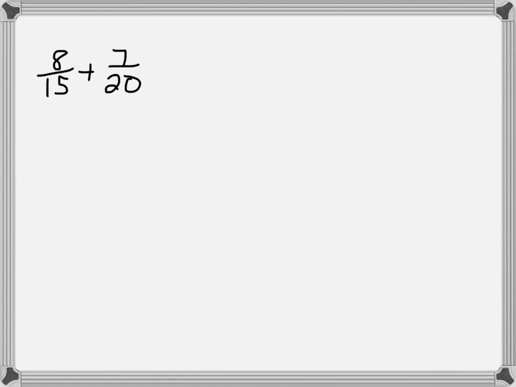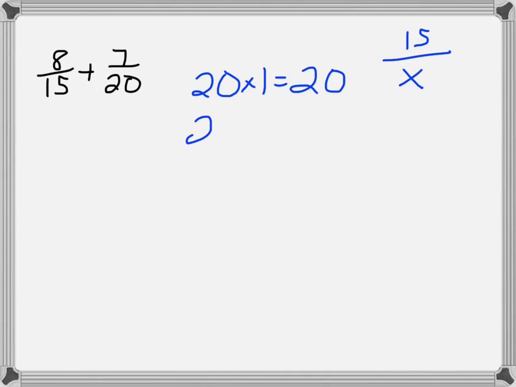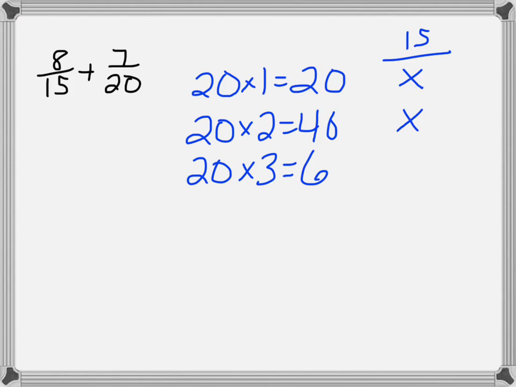I write down my largest denominator, which is 20, and multiply it by 1. The result is 20. And so I need to decide, will 15 divide into 20? It will not. So I move up and I try multiplying 20 by 2, which is 40. Will 15 divide into 40? No. Move up again. 20 times 3, 60. Will 15 divide into 60? Yes. Therefore, 60 is our common denominator.